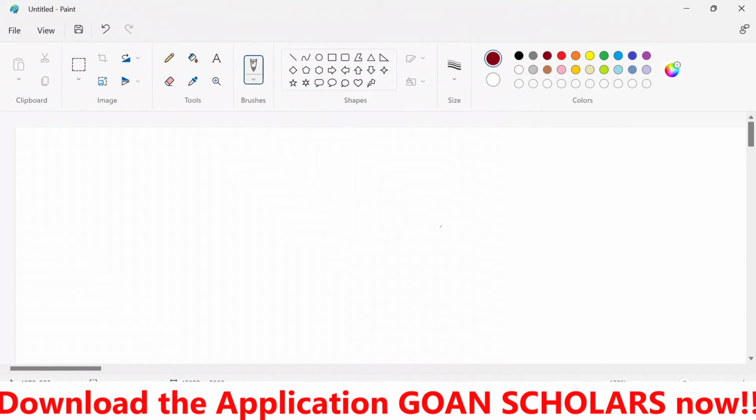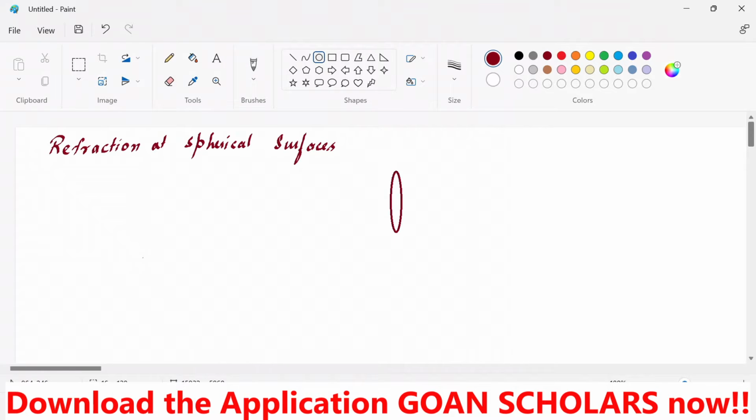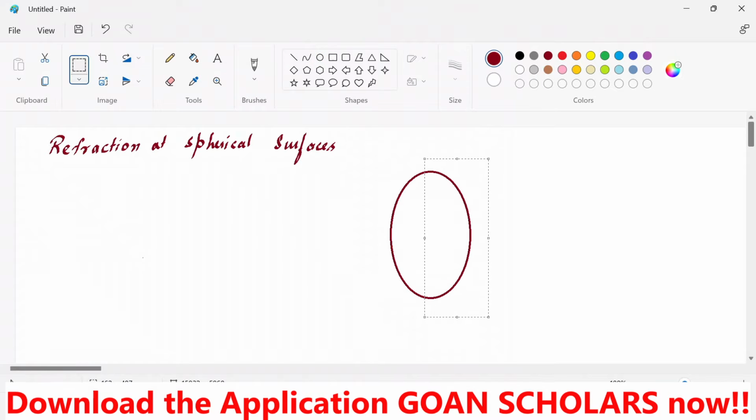So let's start with our first derivation, that is refraction at spherical surfaces. So basically what is happening in refraction at a spherical surface is, you have a spherical surface like this.